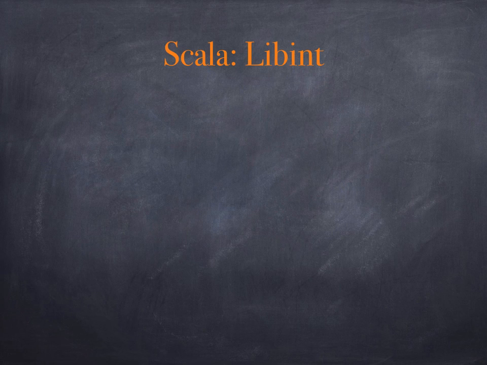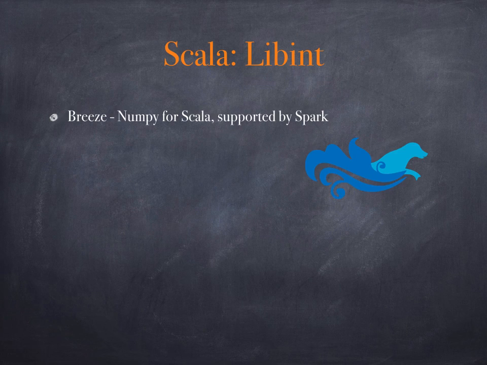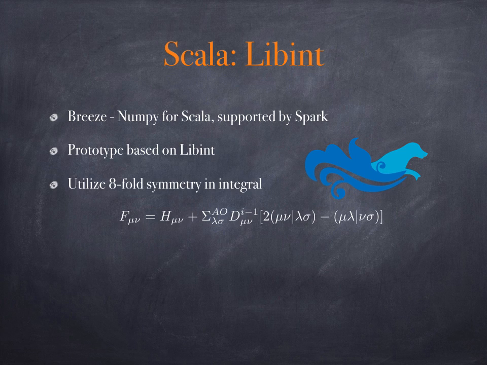Our initial Scala prototype was built with inspiration from the Libint library. We utilized Breeze, a numerical library in Scala and Spark. This Libint prototype utilized the eightfold symmetry in the integral in the second half of this expression, which is key to evaluating the new Fock matrix on each iteration of the algorithm. This works for small text files.